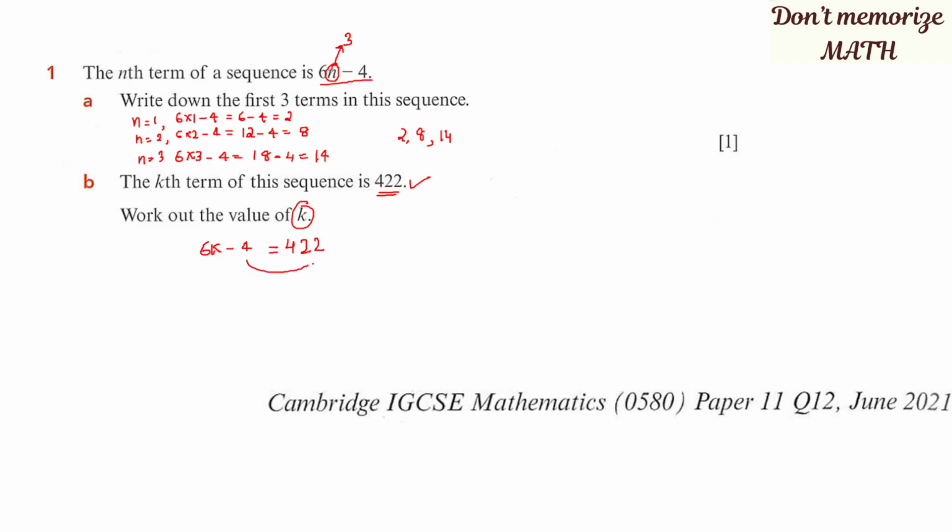So first we will move 4 to the right side. So minus 4 will become plus 4. So 6k equal to 422 plus 4. So 6k is equal to 422 plus 4, which is 426. So k is equal to 426 divided by 6. So the answer is 71. So the k value will be 71. That means that the 71st term is 422. I hope question number 1 is clear for you.